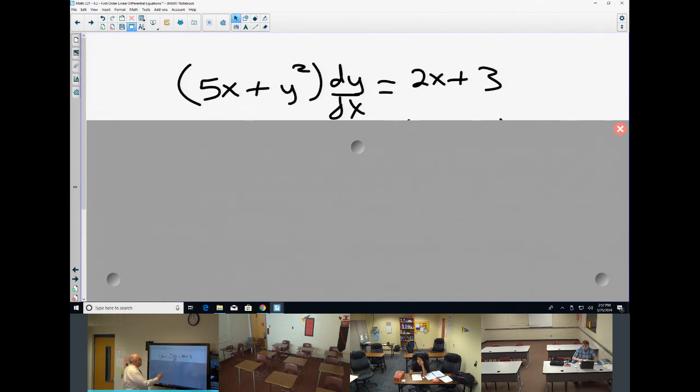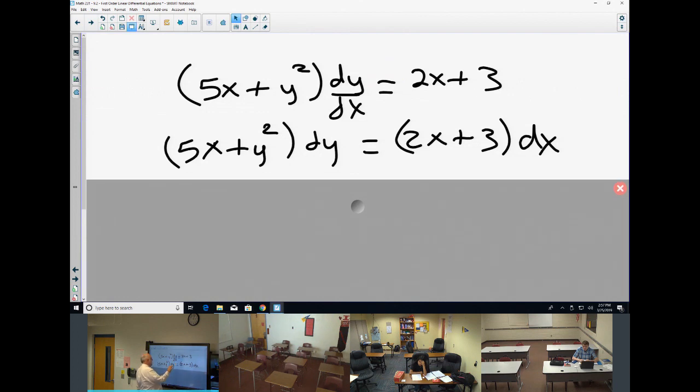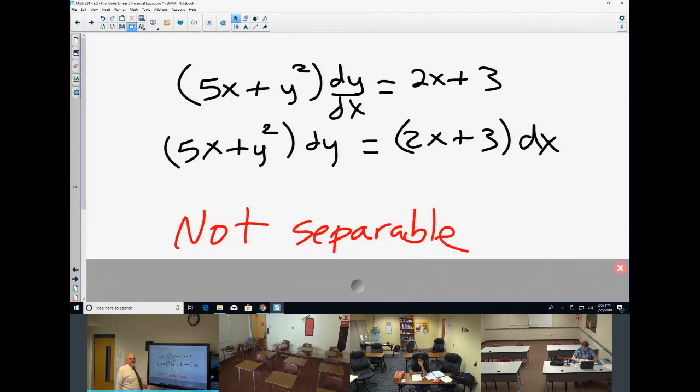If I multiplied each side by dx to get rid of that, over here I just have x's, but the problem is this side I have x's and y's. If I distribute it, then I'm going to have x and y in the same term. I'm not going to be able to separate it. If I divide each side by what's in the parentheses, I'm going to have y's over here. That's not going to work. So this is not separable.